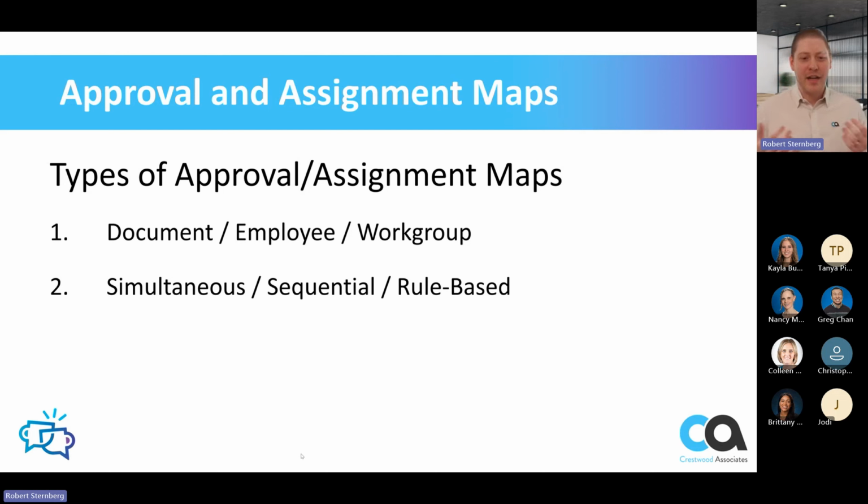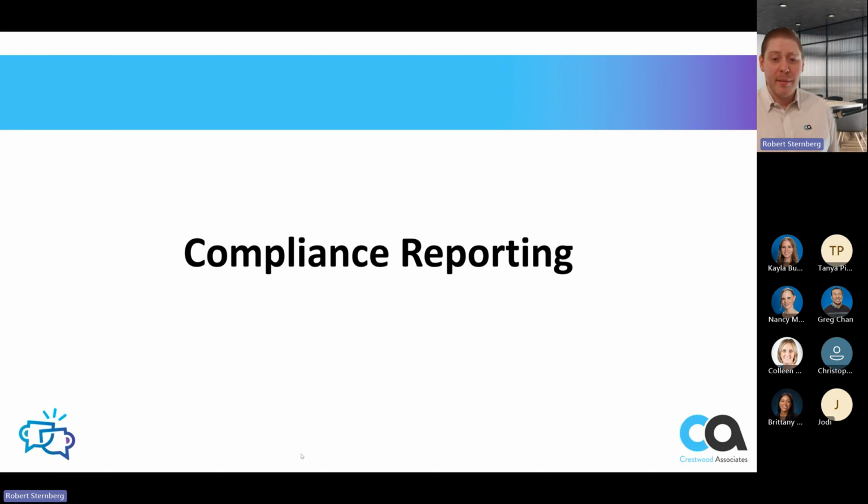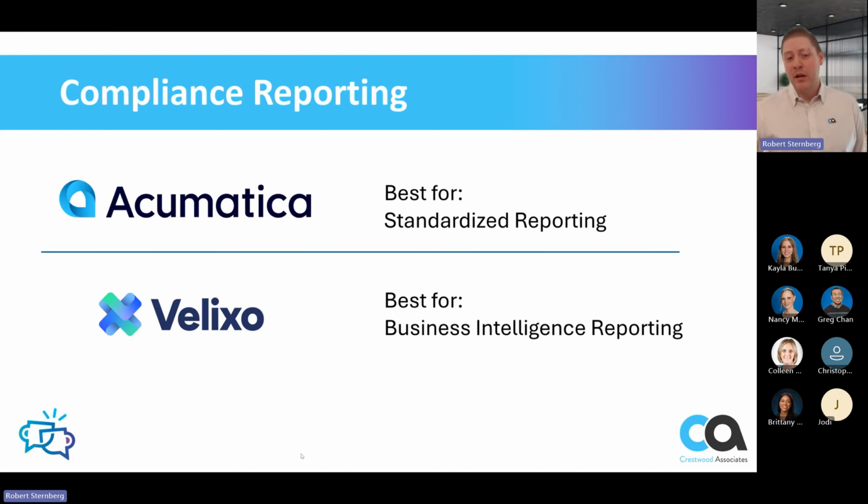So I've talked a lot about reporting so far. That's going to be our next section. So I talked about audit reporting. I talked about approval and assignment maps. So let's talk about what tools we have. Again, we'll compare Acumatica's tools with an ISV. So in this instance, we're using Velixo.